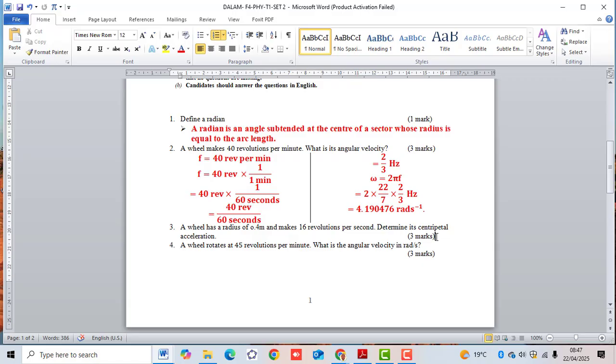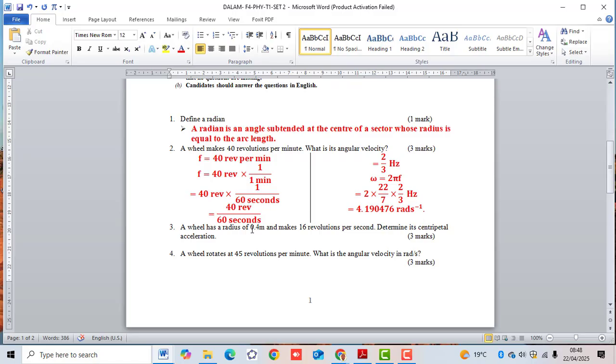Then the second question: a wheel has a radius of 0.4 and makes 16 revolutions per second. Determine its centripetal acceleration. I noted that I have not discussed something on the centripetal acceleration. But again, this whole day's work is only revision, something that you have already done in your classes. So you are just to apply what you did in your classes.